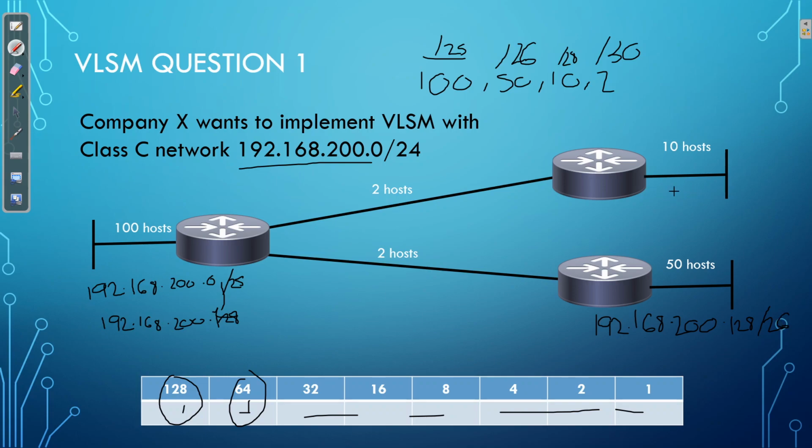Now let's work out what subnet we should assign to this guy over here. Again, before we do that, let's look at our next available subnet with a /26 subnet mask. So the increment is going to be 64. That gives me .192 as the next available subnet ID.